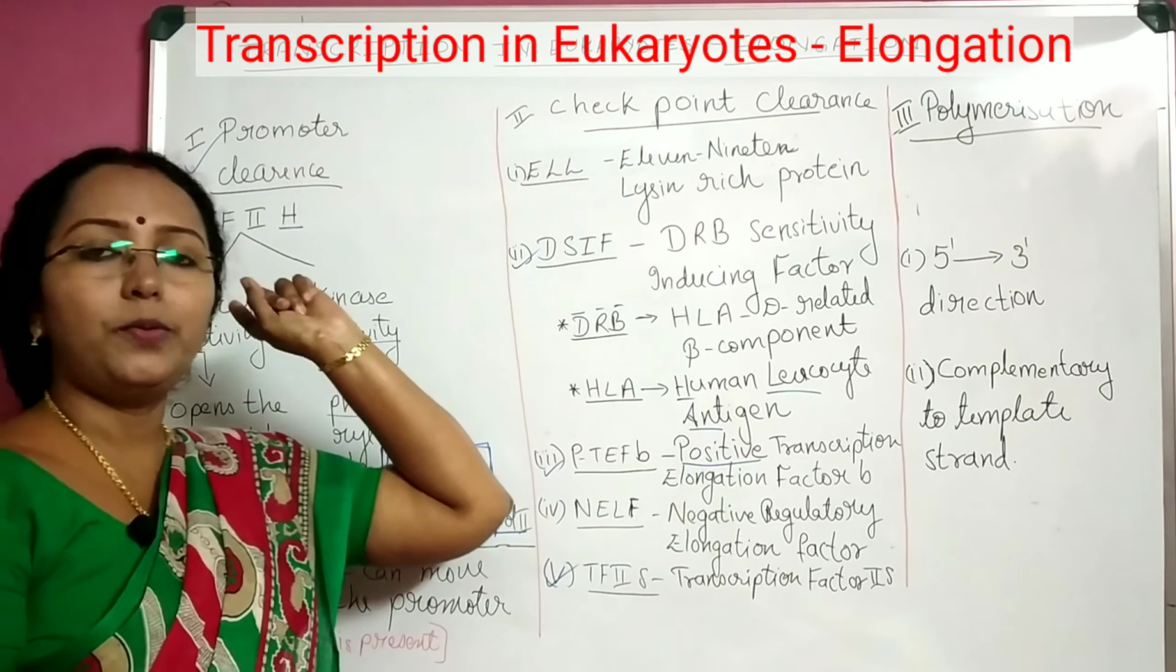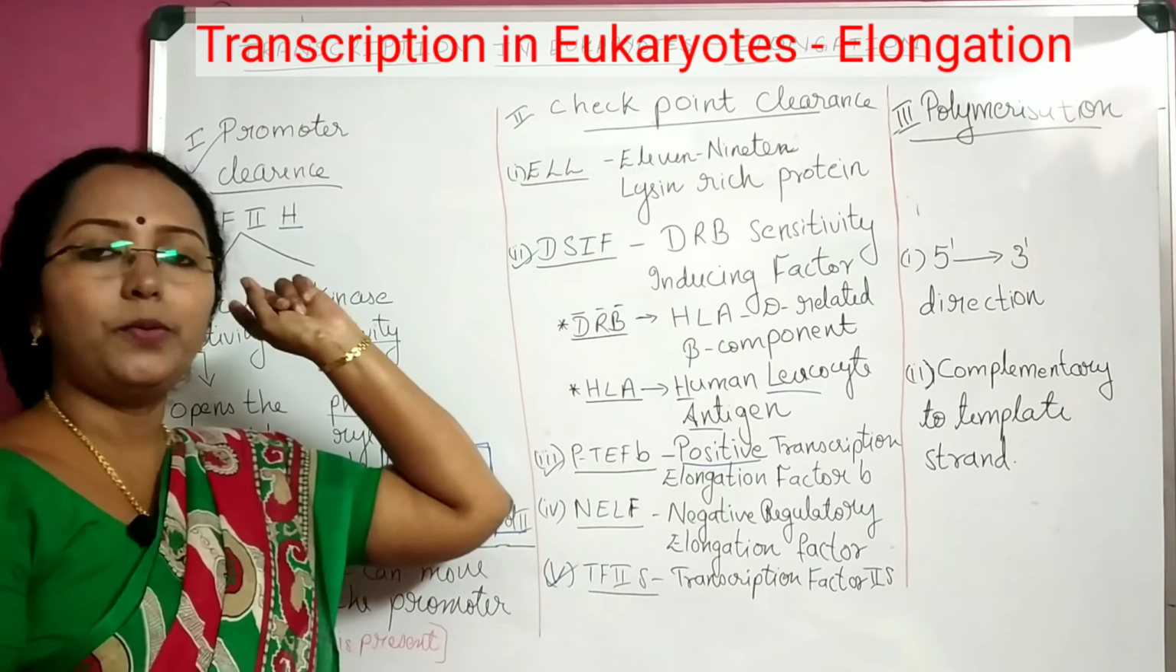So another name for these checkpoints is promoter proximal pausing areas. Now, how does RNA polymerase overcome these pauses? That is coming under this particular topic, checkpoint clearance.